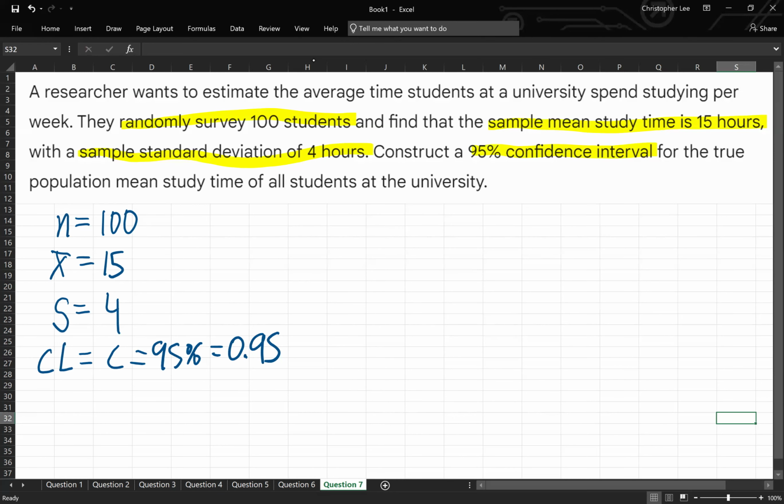Mm-hmm. The S, it could be sigma if they give you the population. Not on your test. No, not on your test. So we're not gonna get this, population.